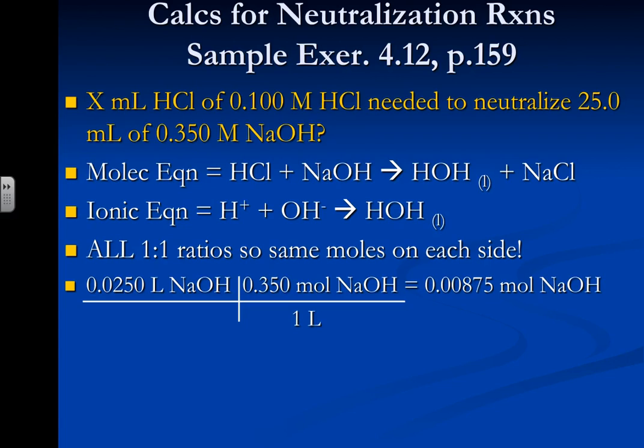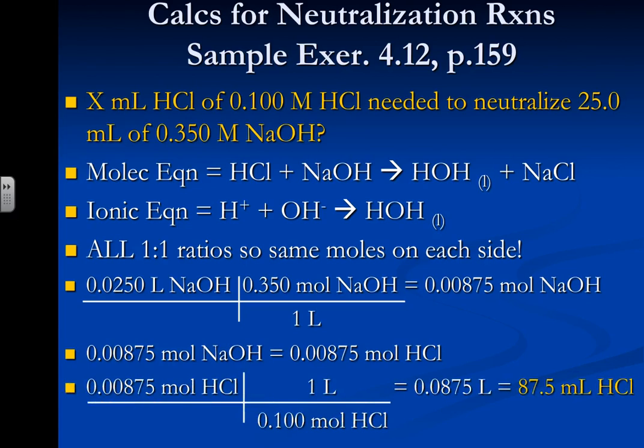I get that I have actually reacted 0.00875 moles of sodium hydroxide. Okay, cool. So that's how much sodium hydroxide I reacted. Well, if this is all a 1 to 1 ratio, if I reacted 0.00875 moles of sodium hydroxide, that means I also reacted 0.00875 moles of hydrochloric acid, right? 1 to 1 ratio.